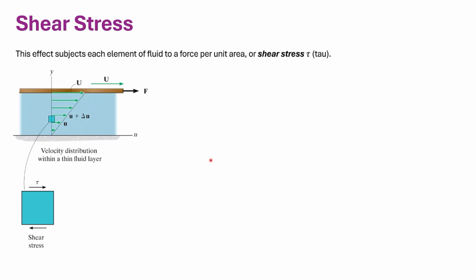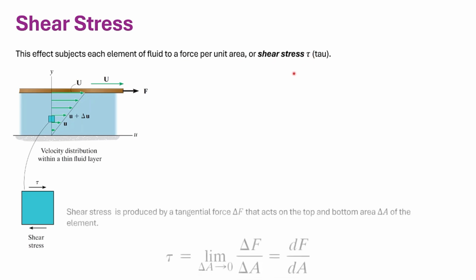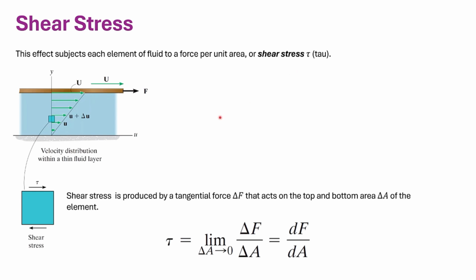Okay, next, let's talk about shear stress. This effect subjects each element of the fluid to a force per unit area, or shear stress tau. And shear stress is produced by a tangential force delta F that acts on the top and bottom area delta A of the element.